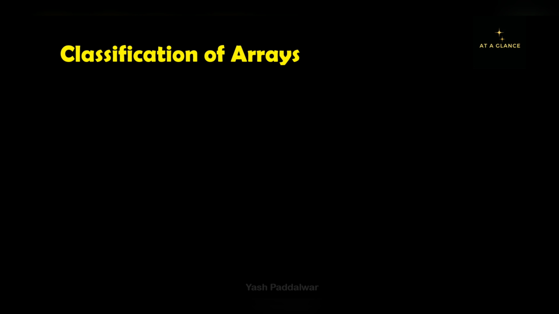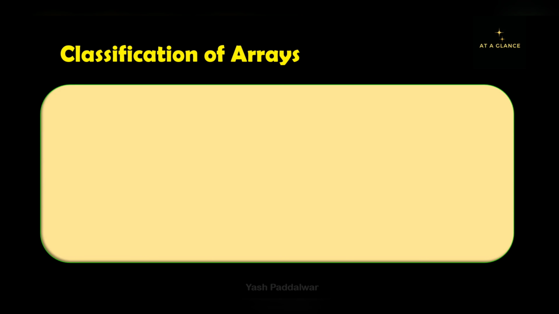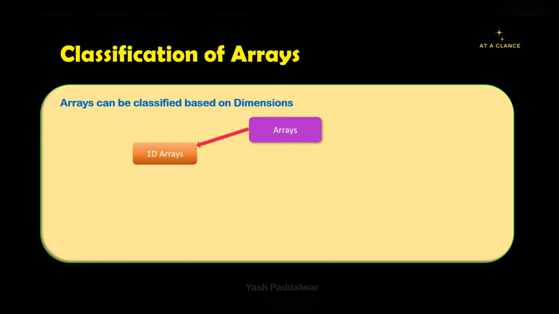So let's have a quick look at how arrays can be classified. Arrays can be classified based on dimensions. Now dimensions are basically the parameters that are required to represent any element of that particular array. The first classification of array is 1D array, which is nothing but one-dimensional array. 1D arrays are nothing but linear arrays. This is an array in which the elements are stored in a linear fashion.